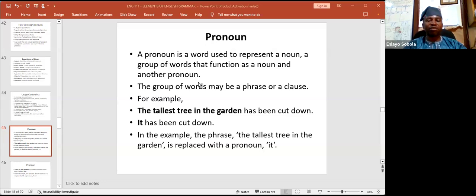Let's look at what we have here. A group of words may be a phrase or a clause. That group of words that a pronoun represents may be a phrase or a clause. For example, the tallest tree in the garden has been cut down. We can say that it has been cut down. It represents the tallest tree in the garden. In that example, the tallest tree in the garden is a phrase, which is being represented by the pronoun it.